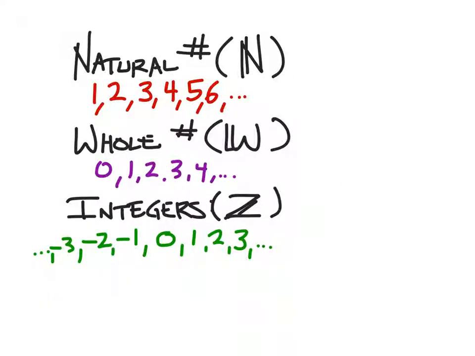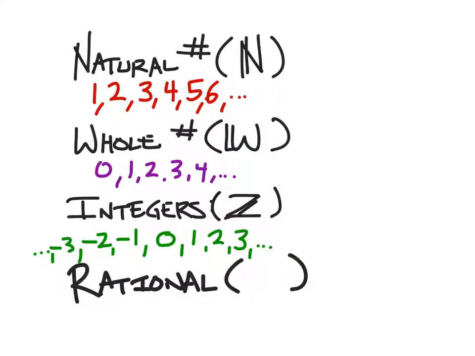Well, there's another type of number. They're called rational numbers. Rational numbers are, well, rational. And they do have their own symbol. Once again, it's a very classy R.